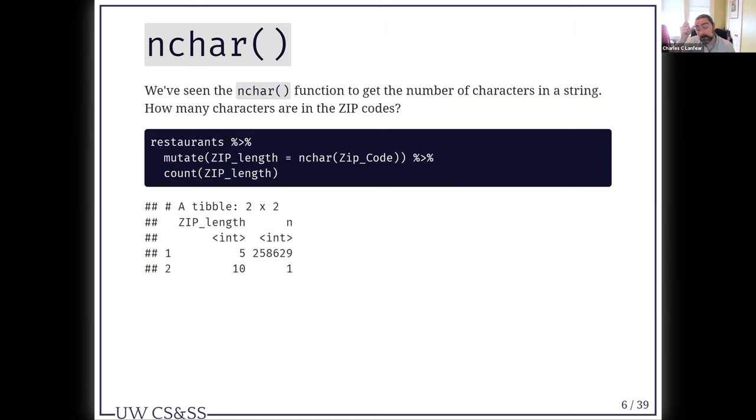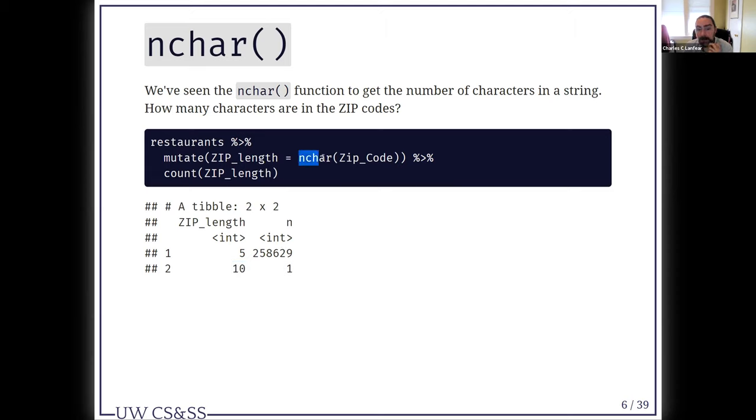So if, for instance, I was interested in how many characters are in each of the zip codes in my data to see if they're all 10-digit or 5-digit zip codes, I could do something like this. Take my restaurants data and then mutate a new column named zip_length, which is equal to the number of characters in each element of the zip code column. And then I'm going to count the zip_length column to see the distribution of different lengths of zip codes. Well, it turns out 258,629 of these zip codes are 5-digit zip codes, and a single one of them is a 10-digit zip code, which probably shouldn't be in there.